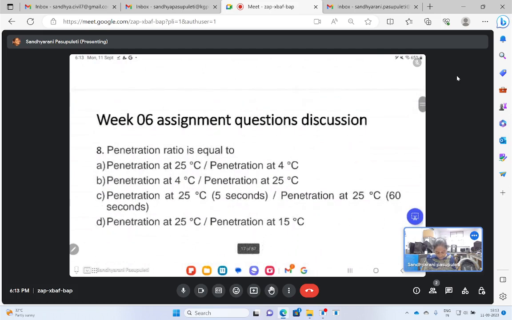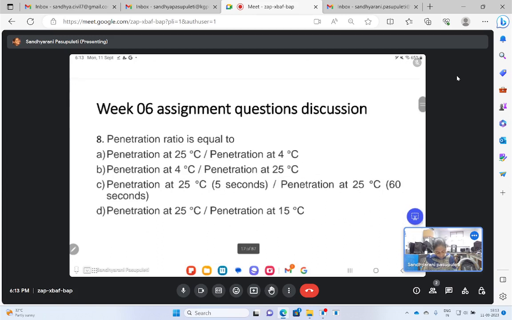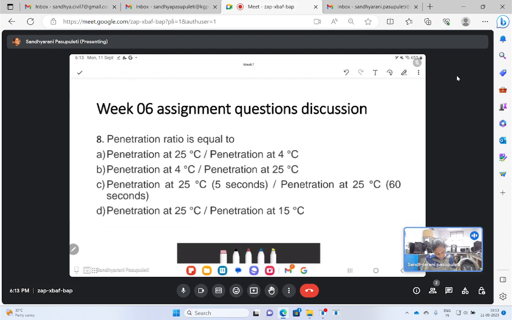Penetration ratio is equal to... So we usually perform the binder test, which is the penetration test, at 25 degrees. But if we want to understand the temperature susceptibility of the binder, we perform the test at another temperature, which is 4 degrees.